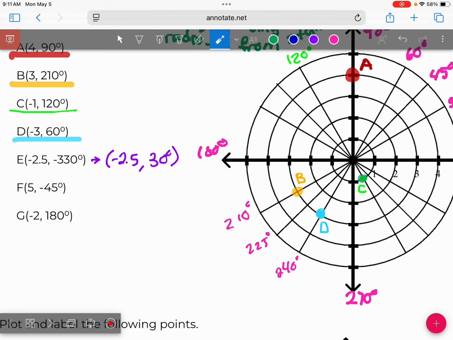So our -2.5 on here is going to take us 1, 2.5. It's right next to point B. This guy right here is where we're going to have E on the purple.